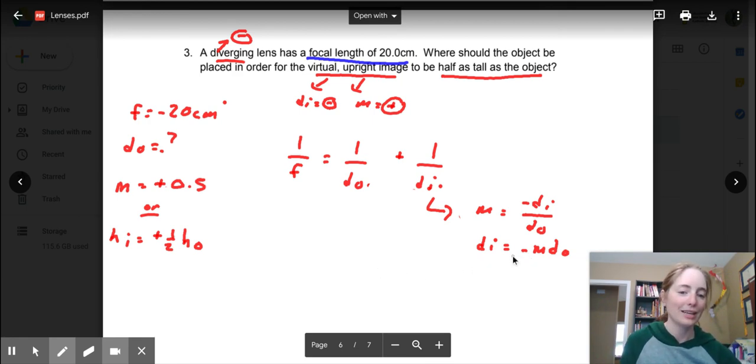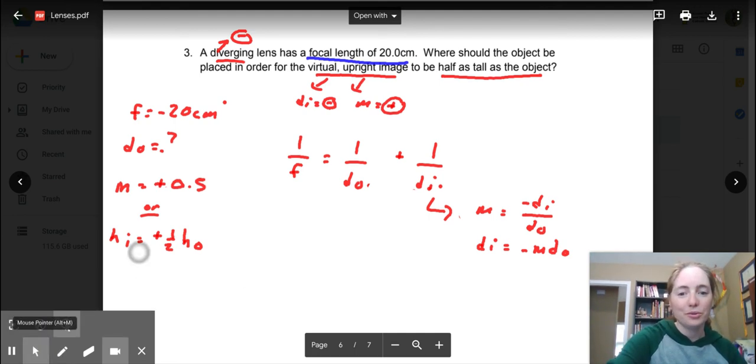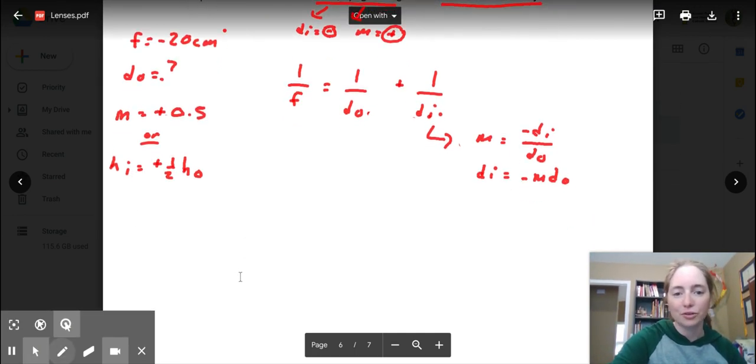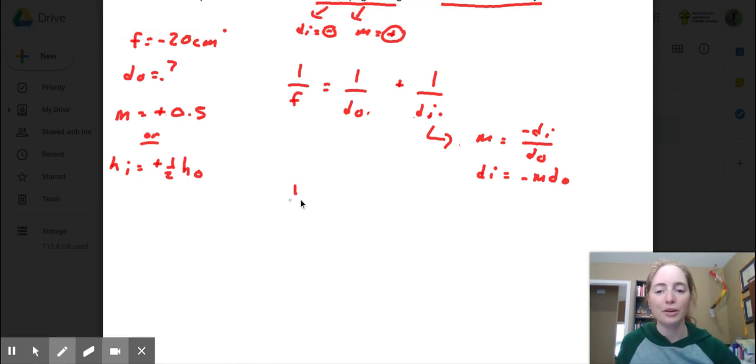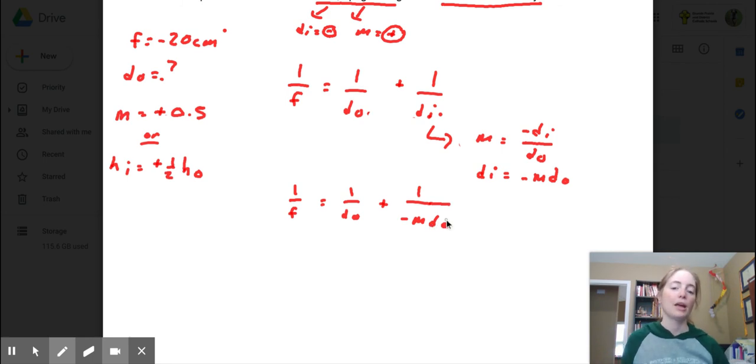So if DI is equal to negative MDO, I can take this DI and replace it with negative MDO. Well, I have M and I'm trying to find DO, so this is okay. All right, now I'm going to scroll down a bit so I don't have to write on my face. So 1 over F is now going to equal 1 over DO plus 1 over negative MDO. Okay, now, ladies and gentlemen, we're going to be adding fractions here.